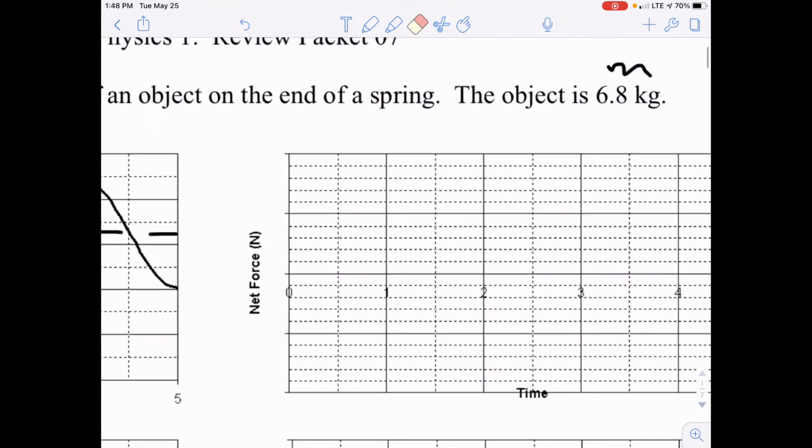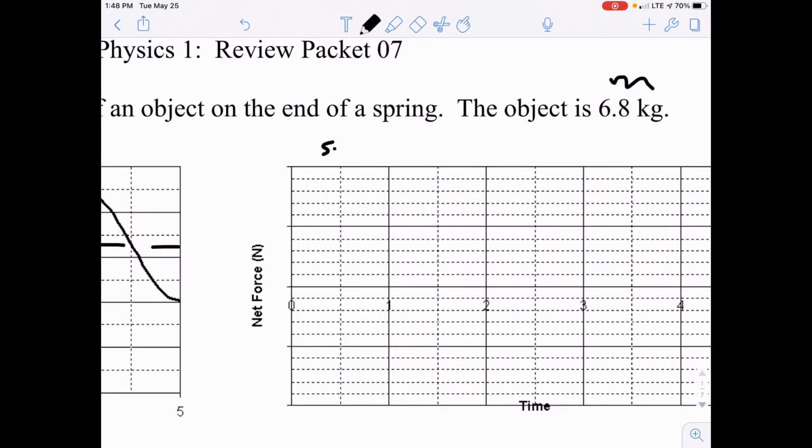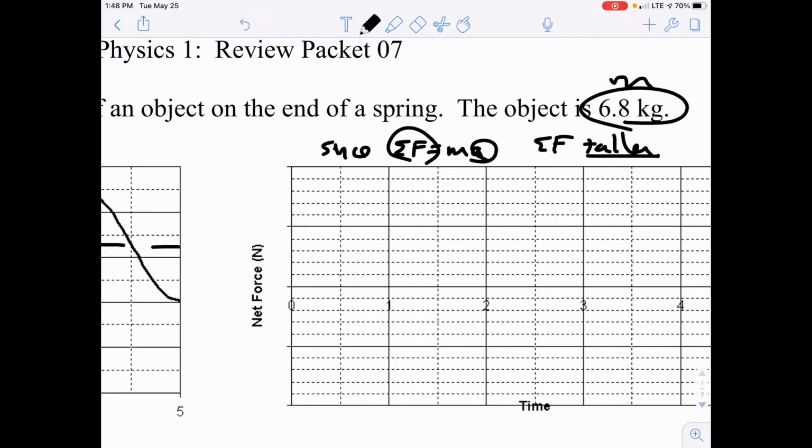Your net force function, since net force equals ma, whatever your acceleration graph looks like, that's what your net force graph is going to look like. The only difference is the net force graph will be taller. It's going to be taller by 6.8 kilograms because you have to go m times a. So it'll be slightly greater amplitude that we have to account for.